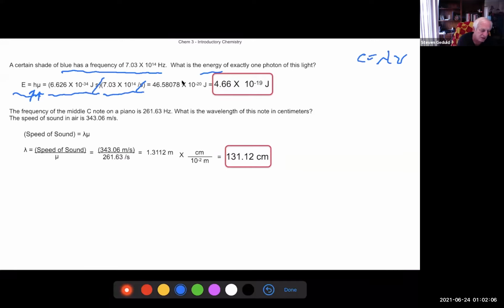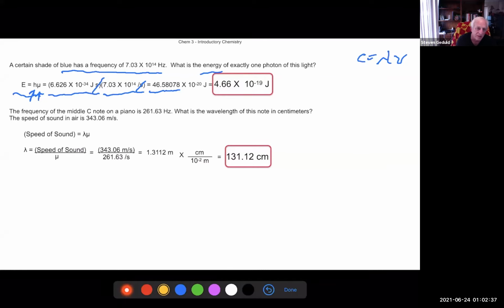Okay. You do the calculations, you get 6.626 times 7.03 on the calculator, and you end up with 46.58078. And then the exponents, we have 10 to the minus 34 and 10 to the 14th, which gives you 10 to the minus 20. So our answer becomes 46.58078 times 10 to the negative 20 joules. Now we convert that into scientific notation, and the correct number of significant figures.